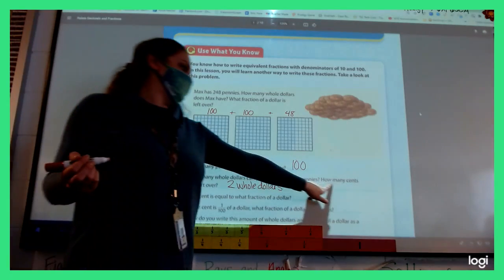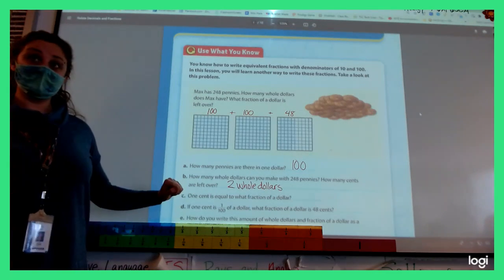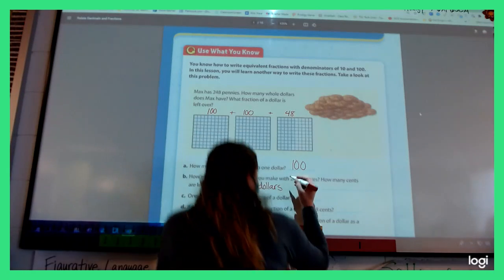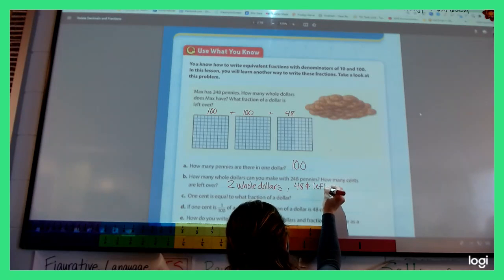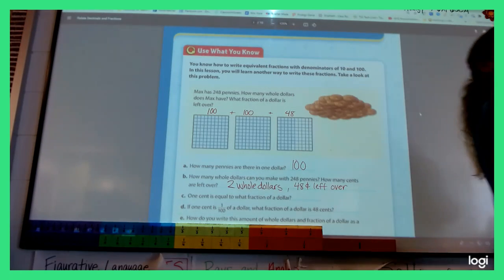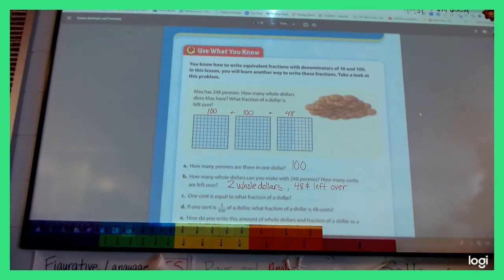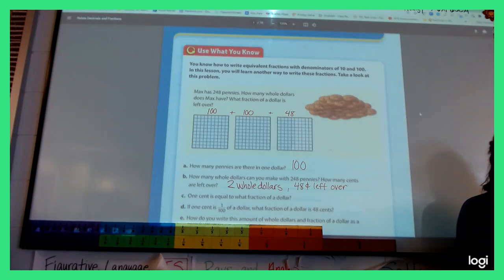And then the second part asks, how many cents are left over? Abby? 48. Okay, so we have 2 whole dollars, 48 cents left over. All right, everyone with me so far? Okay. C, 1 cent is equal to what fraction of a dollar? So we know that there's 100 pennies in a dollar. If I only have 1 cent, what fraction of a dollar do I have? Josiah? 1/10.